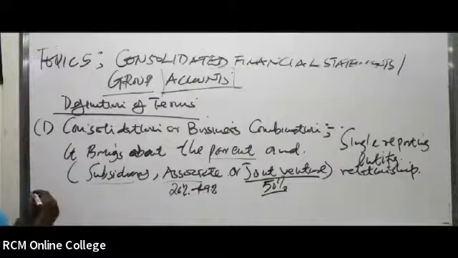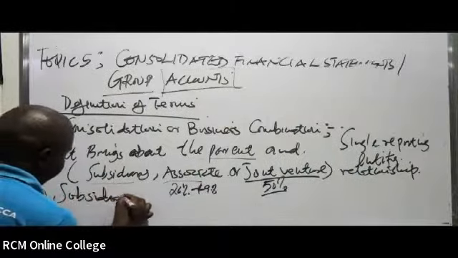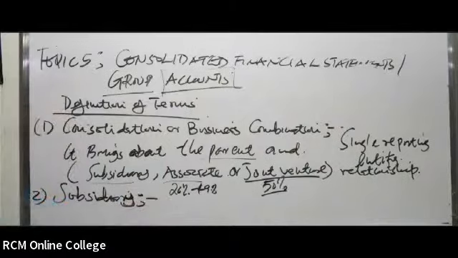So there are a number of terms you've been able to mention here. So number 2, you can in this case write subsidiary. What is a subsidiary? And we try to define what is a subsidiary. You can write this about a subsidiary. It is an entity that is controlled by another entity.